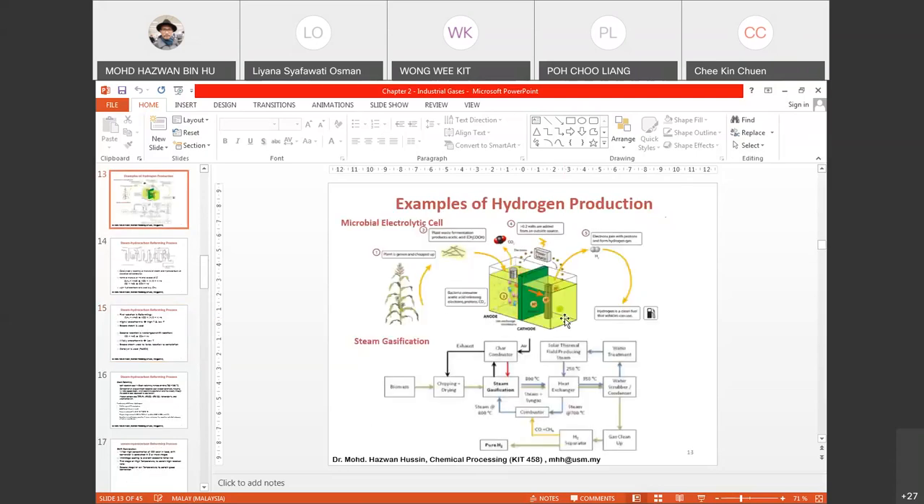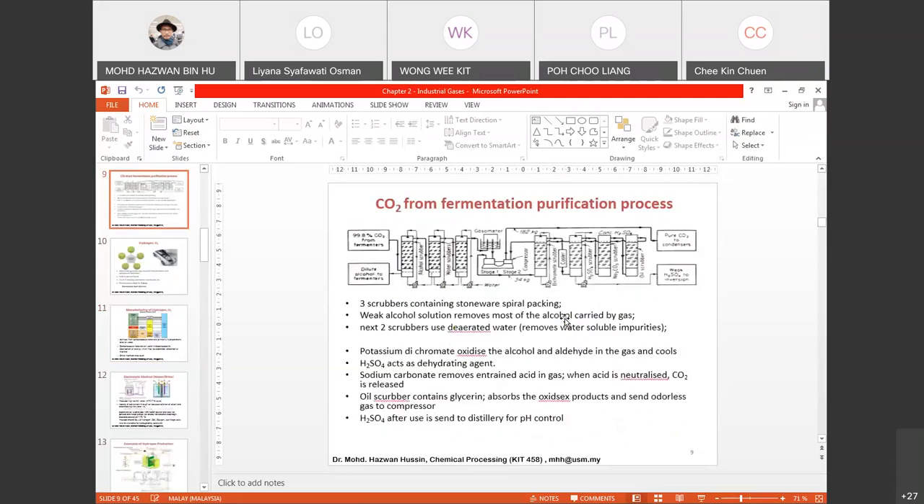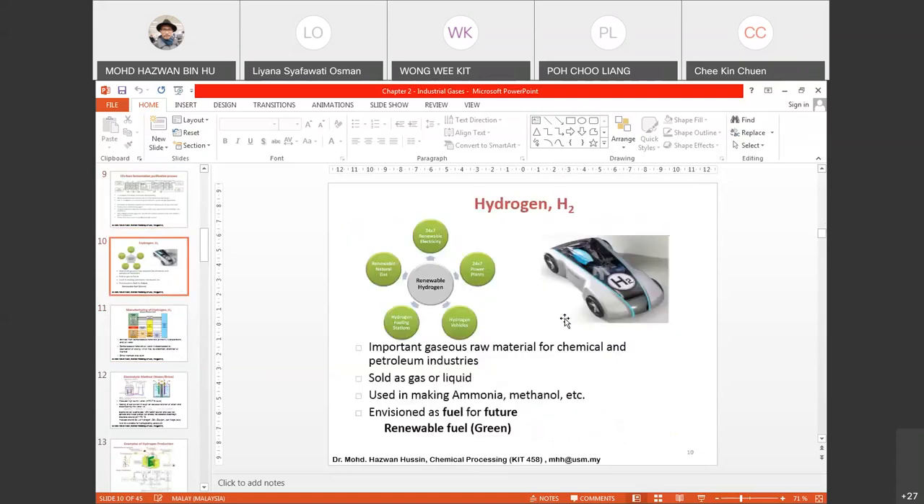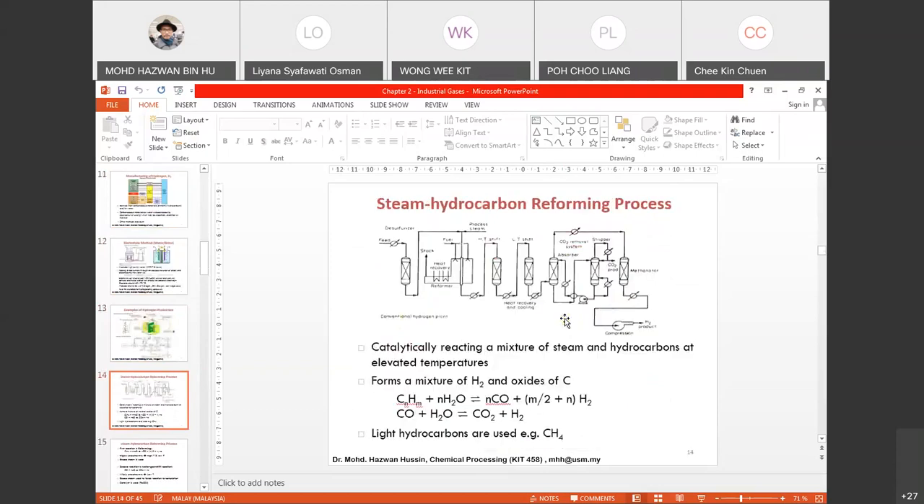I mean, using this process. But the main concern is actually on the yield. The yield is not really great for this process. It only gives a great yield for hydrogen. That is why people use this process to produce hydrogen gas apart from CO2. But of course, in industry, they always recycle whatever they produce. So the CO2 that they produce would be recycled for their other purposes, but not for products.